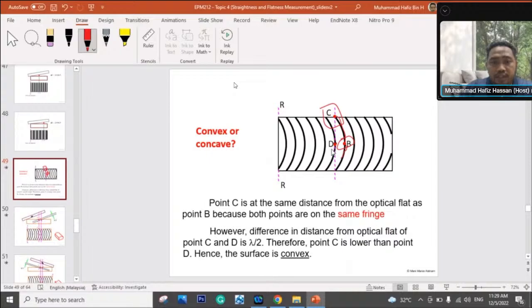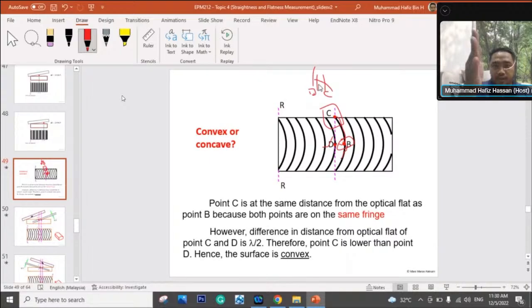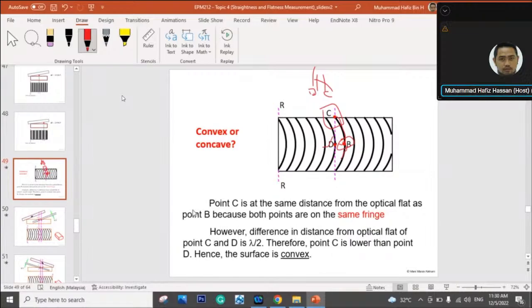If D is higher than C and B, it means the curve is like this. This is a cross section here. This is D, and this is C in the cross section. I hope that you can understand it. This is the slanting, because this is a contact point here. The contact is almost at the highest point of the surface.